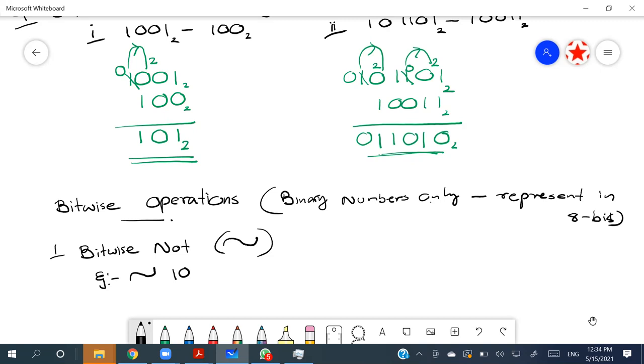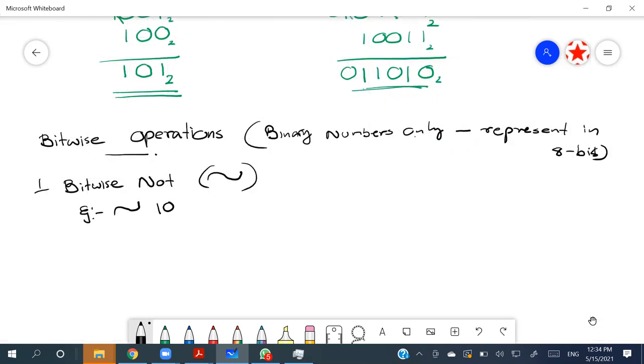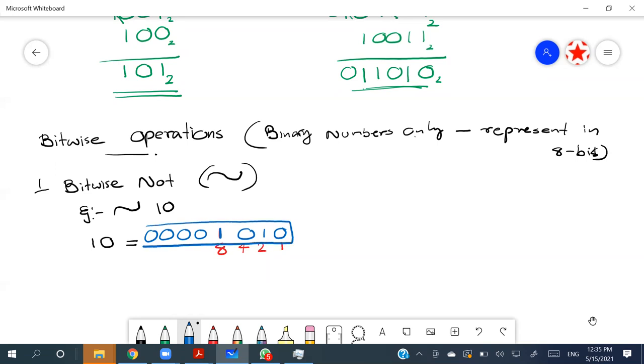So NOT 10. If you want to clarify what NOT 10 is, first we have to write what 10 is in binary. As you can see, we have the place values 1, 2, 4, and 8. So we can create 10 by putting a one over here and a one over here, and making the other ones 0. We have to fill another 4 bits at the front to represent 10 in binary value.